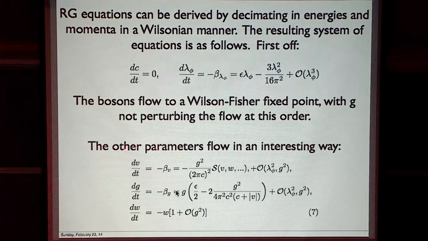The fermion velocity gets a flow correction of order G squared with no epsilon in the epsilon expansion, times a function that at large enough V, I'll tell you what I mean by large enough, it doesn't have to be very large, is just 1. At small v, there's a more complicated behavior that involves another parameter W. But it's running towards 0. G runs in this way. It has a stable fixed point.